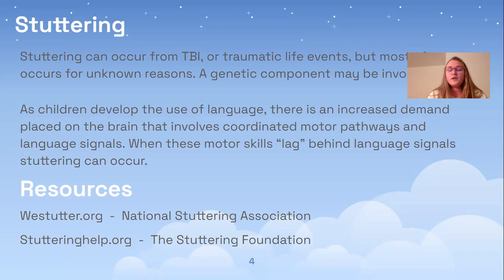So causes of stuttering can be traumatic brain injury or traumatic life events, but oftentimes it's unknown. It can be first caught onto when a child is around 2 years old or starts speaking. You can hear the stuttering and the repetitive sounds and articulations. As the use of language occurs, it requires the brain to operate at an increased capacity, and sometimes the motor skills don't keep up, and this can cause a lag, if you will, and then stuttering can occur.